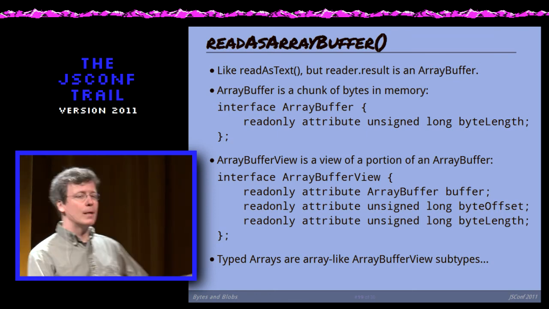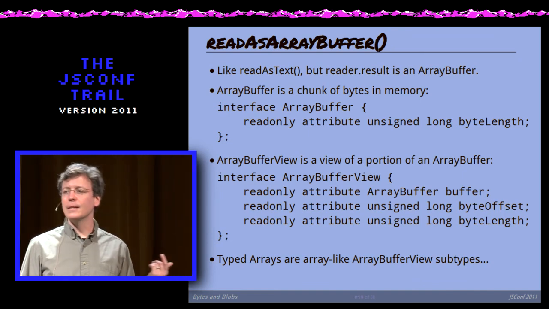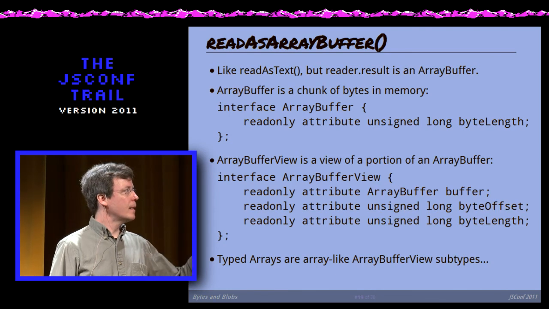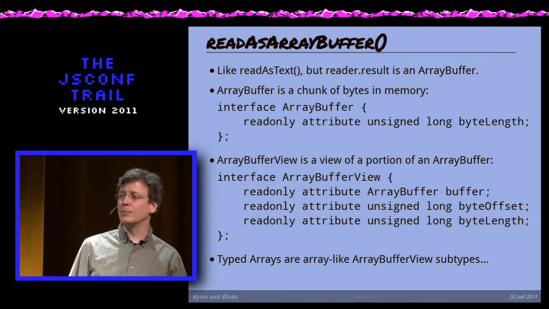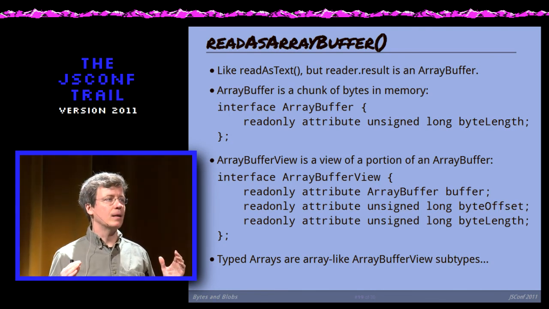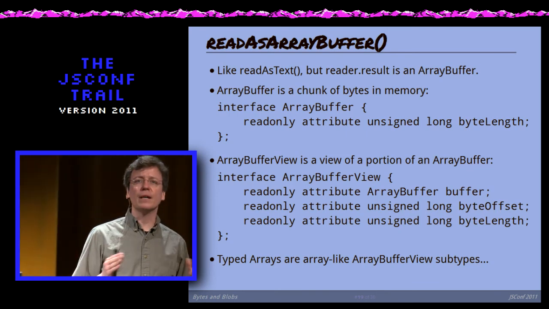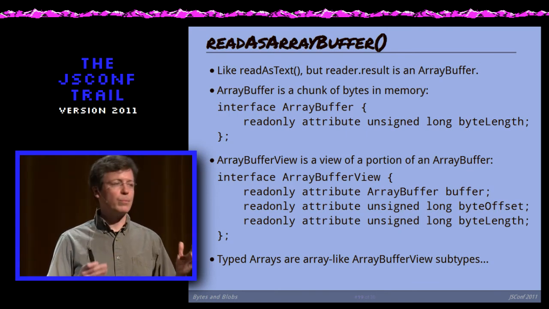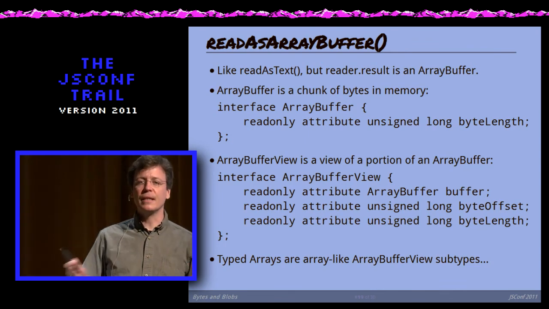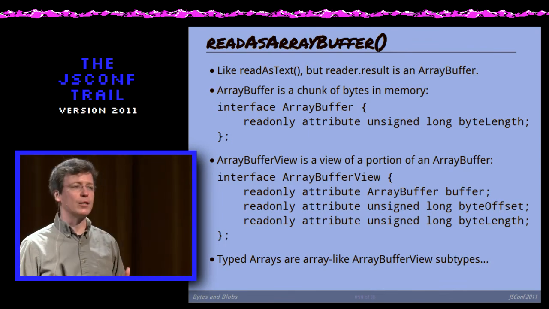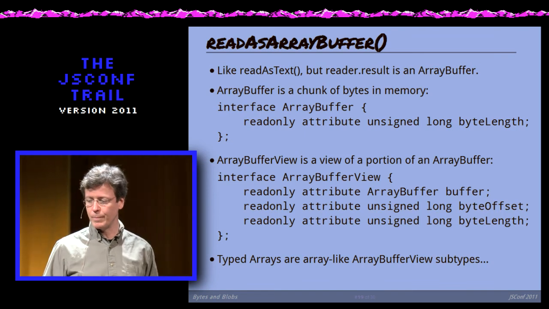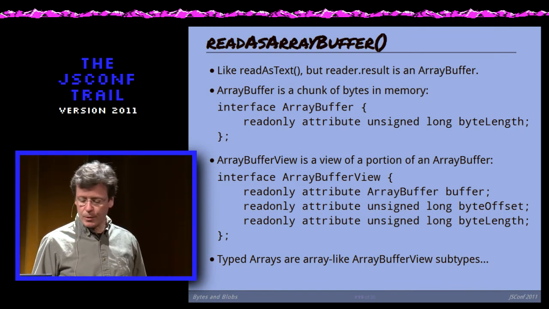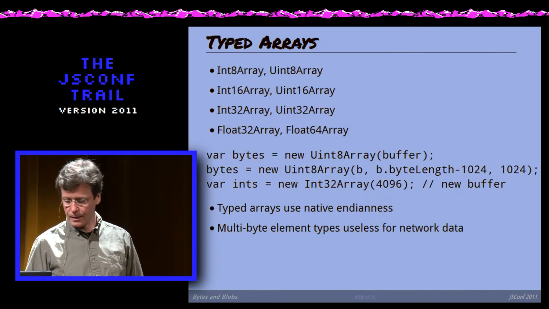So ArrayBufferView is sort of an abstract interface that all views of array buffers implement. It gives you a reference back to the buffer object itself, and optionally, when you create a view, you can specify what portion of the array buffer you're interested in, given a starting offset and a length. So you can substring your array buffers if you only want to look at a piece of them. Now, the most interesting array buffer views are the typed arrays, and that's on the next slide.